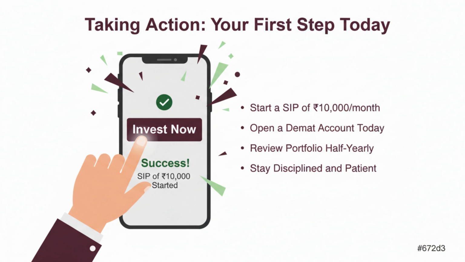So, what is the next step? Don't just watch this video and sit idle. The best time to start was yesterday. The second best time is today. Open that DMAT account. Start that SIP, even if it is just 5 or 10,000 rupees. Consistency is the key. Review your portfolio every 6 months, and don't get rattled by short-term market volatility.